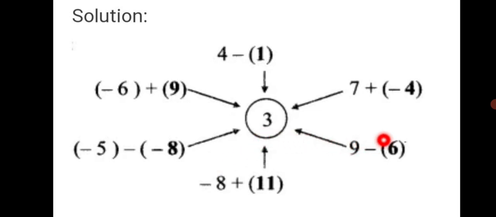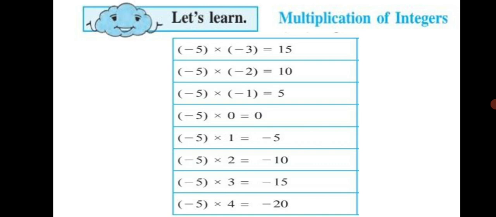Similarly 9 minus 6 will give you 3. 7 plus, if you add a positive number, the number will increase. So naturally to come down to 3 we have to add a negative number. So 7 plus minus 4 is 3 and 4 minus 1 gives you 3. So this way we are familiar with addition and subtraction of integers. Now let's learn about multiplication of integers.